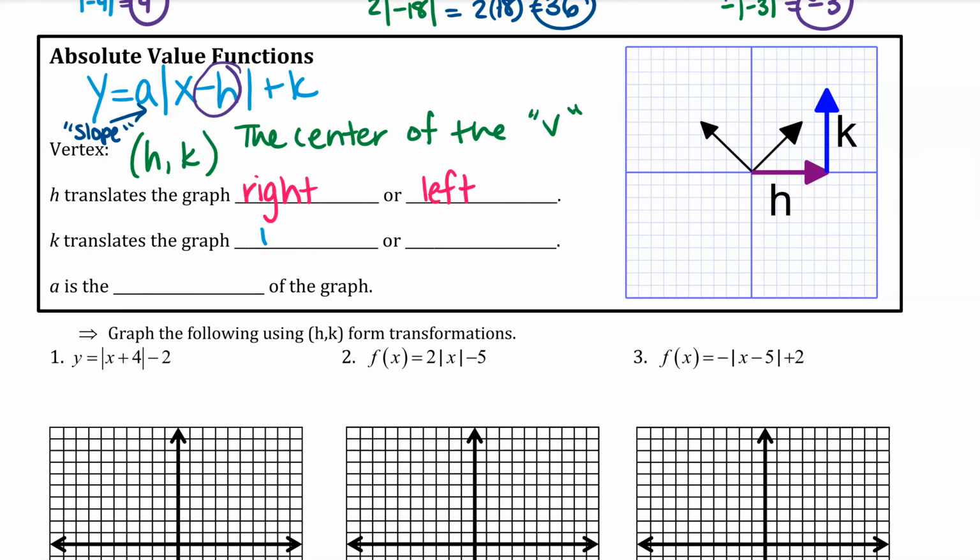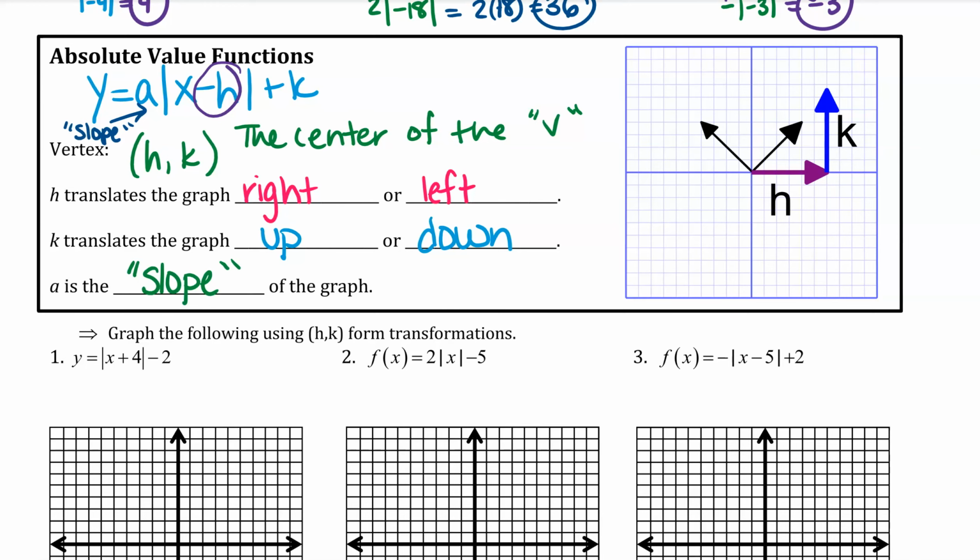k translates your graph up or down. Now this one is just straightforward. If it says +1, you move it up. If it says -1, you move it down. Now a is what I call the slope of the graph. Your teacher might have a different way of talking about it, but you basically do it on both sides to make that V shape.